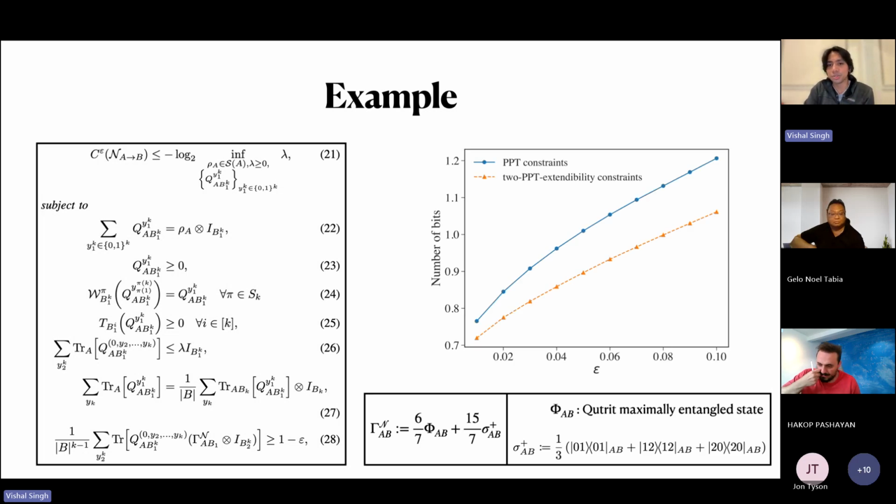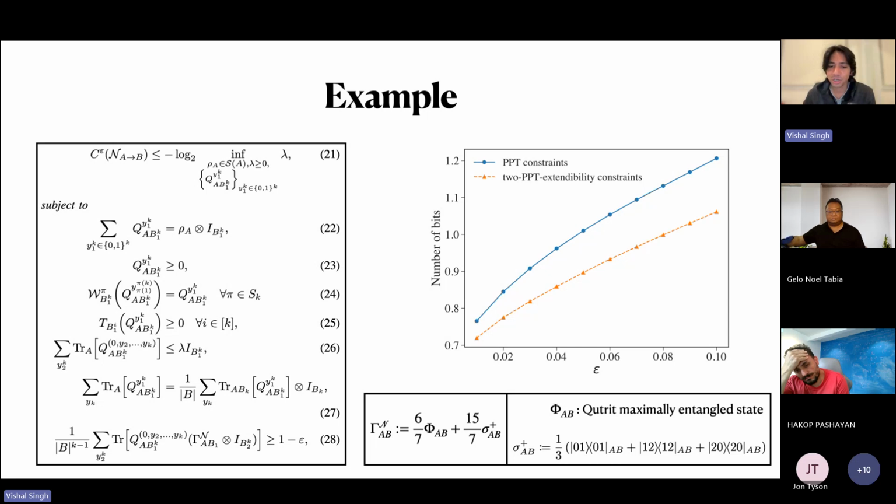But indeed, it shows an improvement over the previously best known results. So previously, what people did was consider the relaxation induced by just the PPT criteria. And so we found this example, which is not a very natural channel, but it's just one channel for which we can see an improvement.